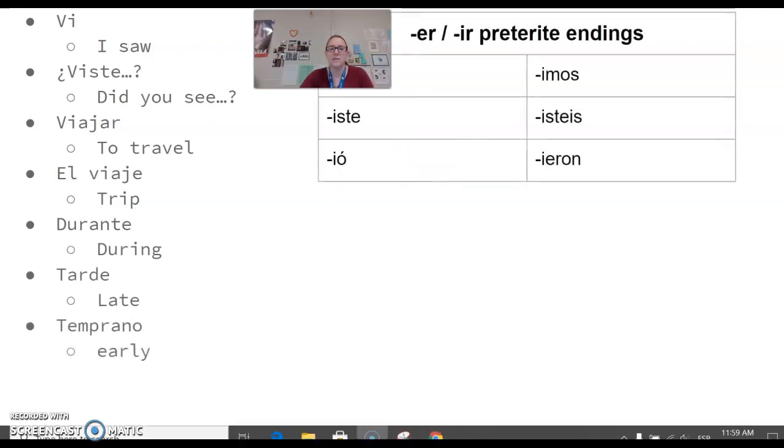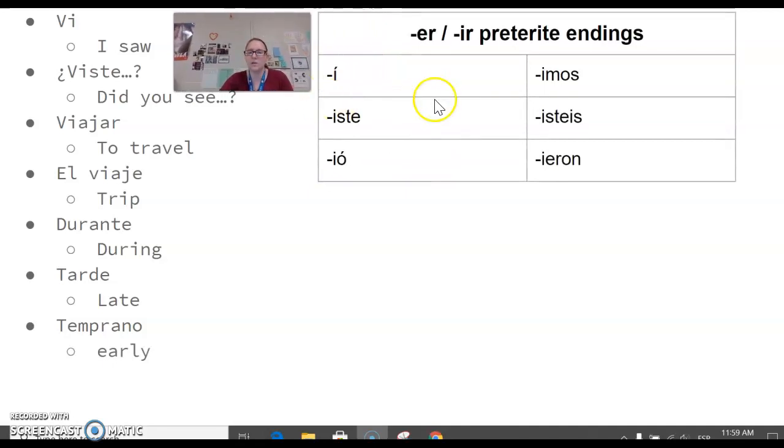Okay, so then we have our preterite endings for ER, IR verbs. We'll take notes over all of these. So we've got í, iste, ió, accent on the O, not on the I. Imos, isteis, and ieron. So it's very similar to your AR verb endings. And we're going to tell imos from emos for IR verbs by context. Okay, and so you only have one new set of endings to learn for both types of verbs.